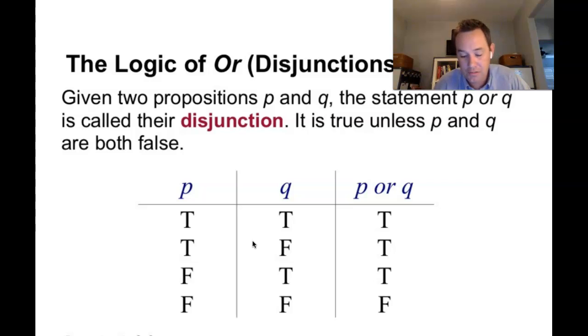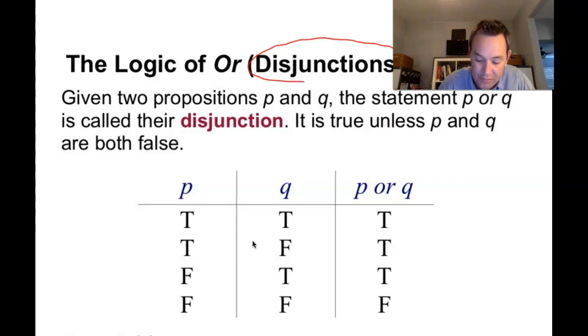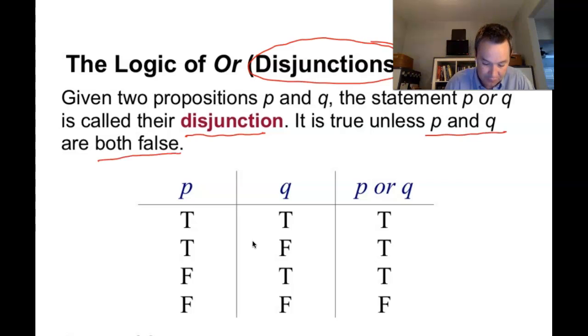Okay, so OR, also called a disjunction, just a fancy way of saying we made a new statement connecting propositions with OR. And so a disjunction is true unless P and Q are both false. All right, so it's almost like an inversion of the conjunction of AND. AND is only true if they're both true. OR is only false if they're both false.